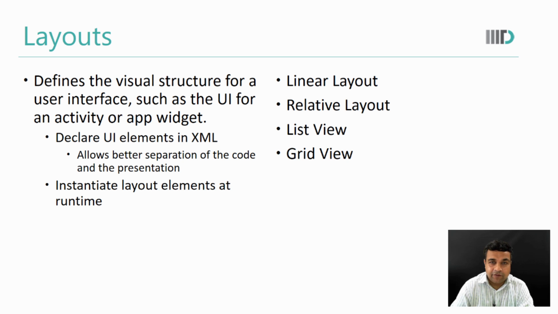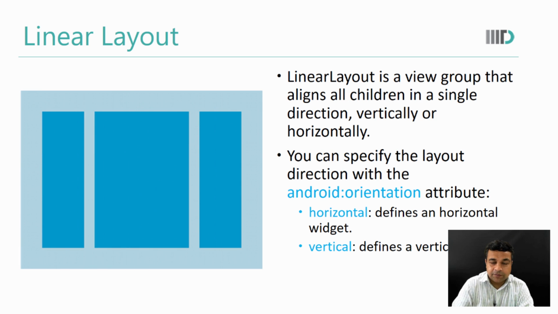Different types of layouts are available in the current Android app environment. These are mainly linear layout, relative layout, list view, and grid view. Let's start with the linear layout. Linear layout is a view group that aligns all children in a single direction, either vertically or horizontally. You can specify this direction by using the attribute called android:orientation. As you see in this example, here 1, 2, 3 are defined horizontally. Similarly, I could have defined them vertically.